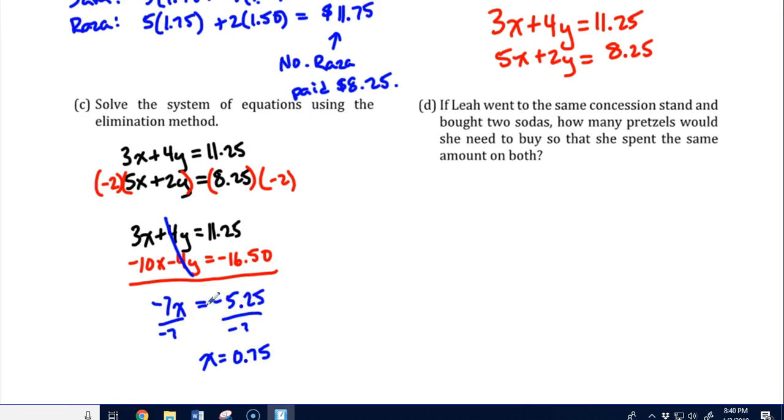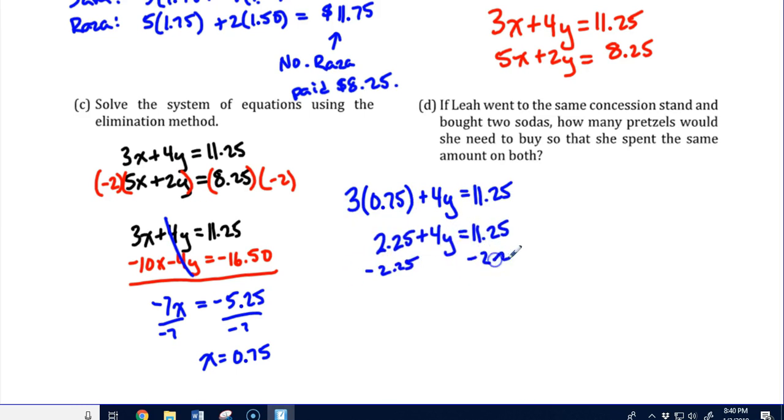Okay, now that I know what a pretzel's worth, I can figure out a soda. Using either one of these equations, I'll use the top one. This is kind of like your emoji math. We know what the pretzel's worth, so I can substitute in 0.75 where I see an x. Work this out. Okay, and then finally, we always like to write a sentence to answer our question.